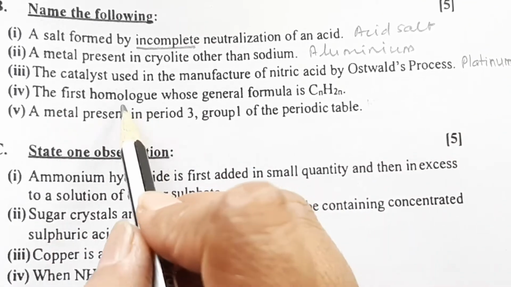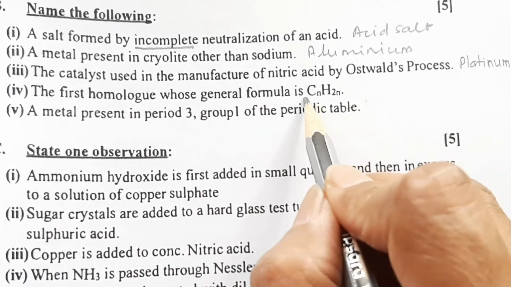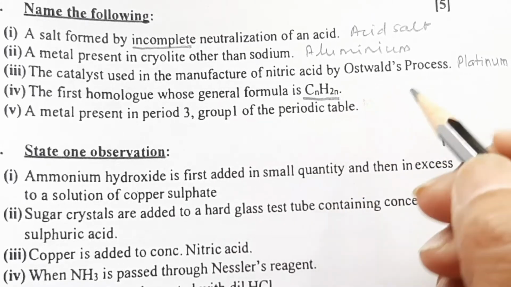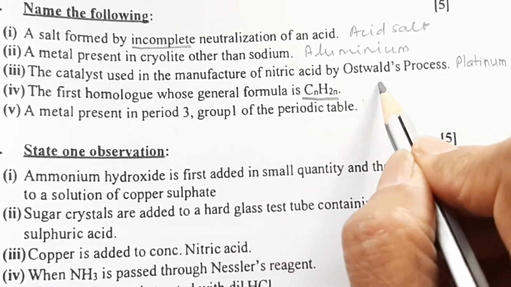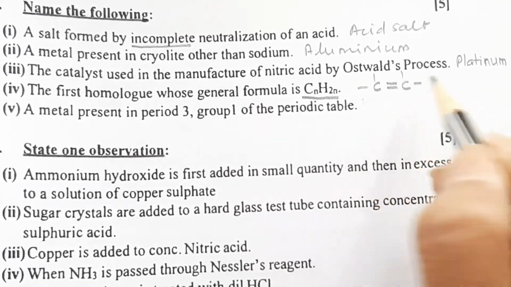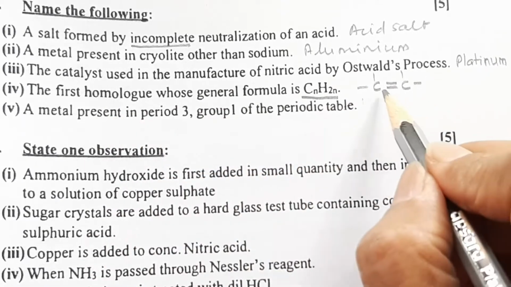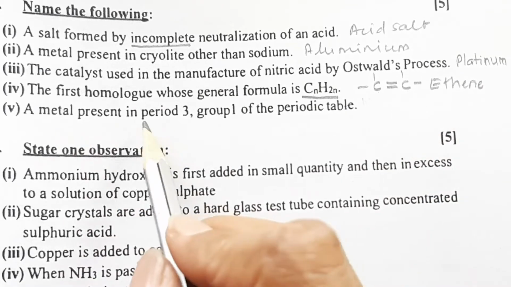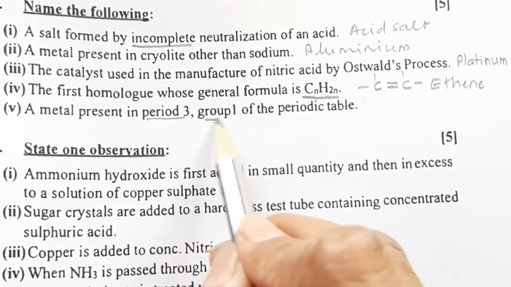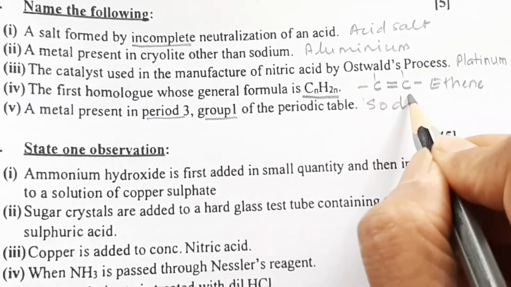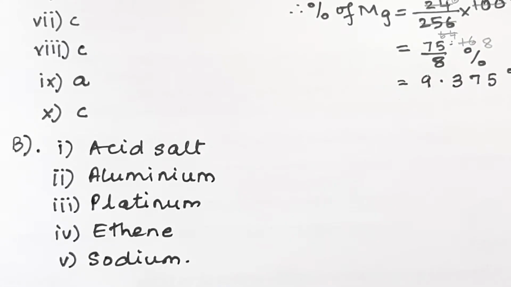Fourth one, the first homologue whose general formula is CnH2n, which means that this is alkene with double bond. So the first one will be with 2 carbons, so that there will be a double bond. So our name of the first homologue will be ethene, so we will write ethene. Metal present in period 3 and group 1 of the periodic table. Period 3 group 1 is sodium. You have to know the order by heart. Let us see how we write the answers. You see the way it has to be written.